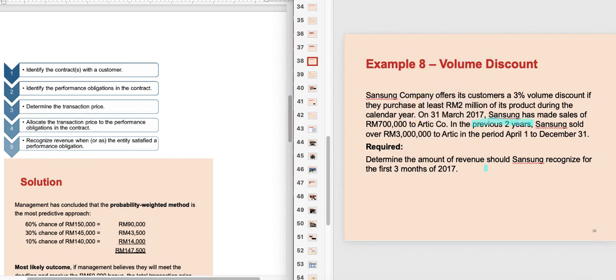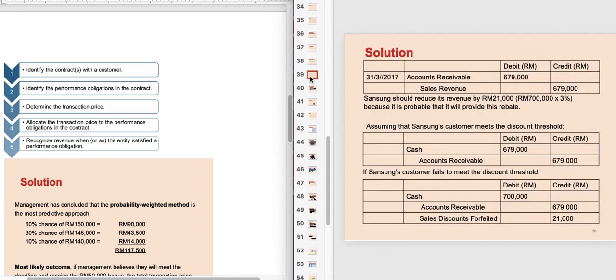In the previous 2 years, this is the experience with the customer, that you were able to sell 3 million. To deserve the 3% volume discount, the customer has to make purchases of 2 million. So based on our experience, there is a possibility that we will give the 3% volume discount to Arctic. Therefore, we have to adjust our TP to include this variable, and it is very predictive.